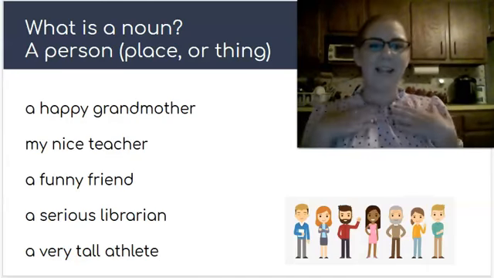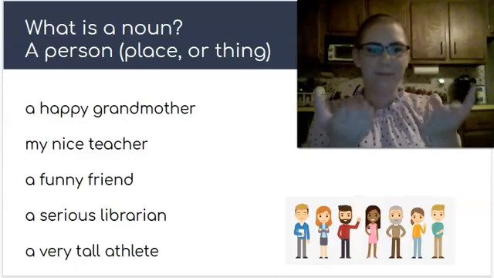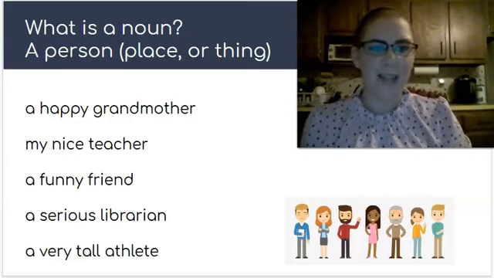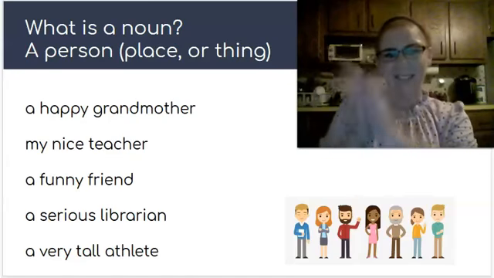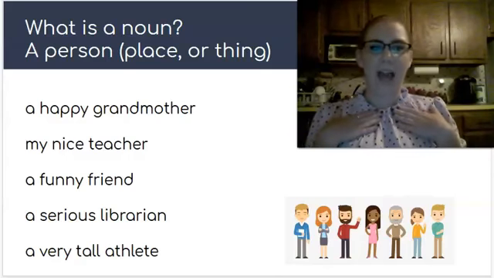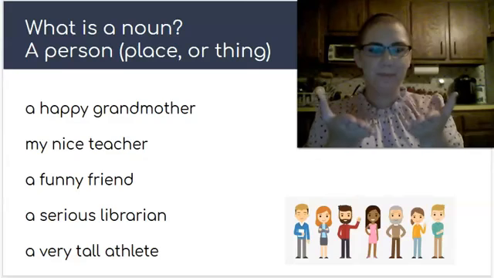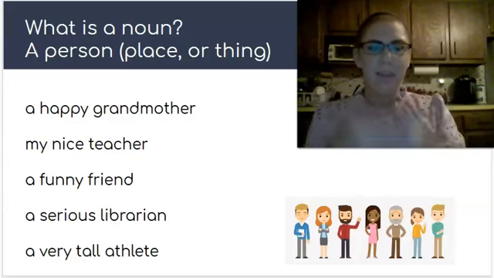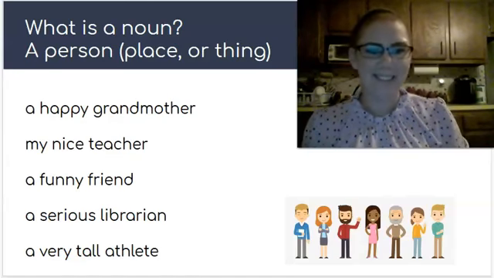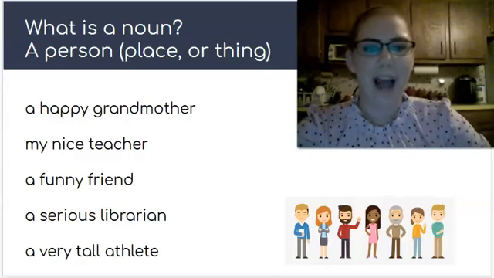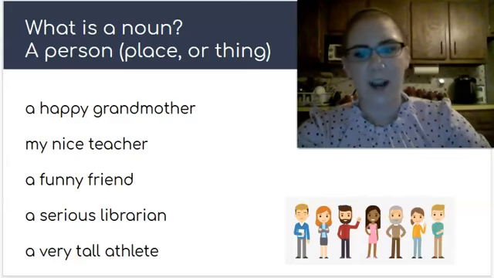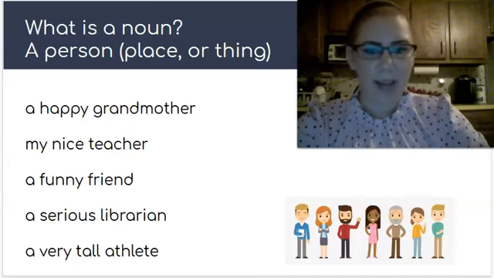Number 4, a serious librarian. If you said librarian, clap 3 times. Last one, a very tall athlete. That one was tricky. If you said athlete, shout hooray. Great job. Remember, a noun is something that names a person, like a grandmother, a teacher, a friend, a librarian, or an athlete.